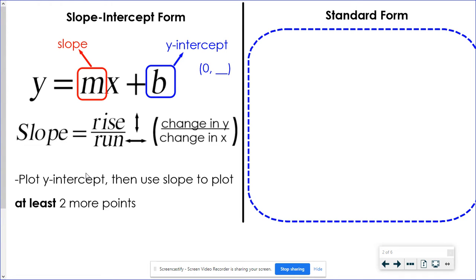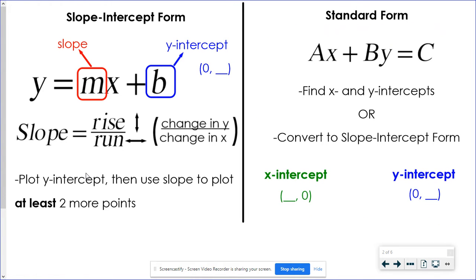Standard form, on the other hand, looks like this. And we did some of this, but again, it's been quite a while. So standard form has the stuff with the x and the y together on one side. So it's not like the y is all by itself like we have in slope-intercept form. The c, remember, that just stands for a constant. It's just some number. So we want to be able to find the x and the y intercepts to be able to graph from that. Or we might want to change it into slope-intercept form and graph from that way.